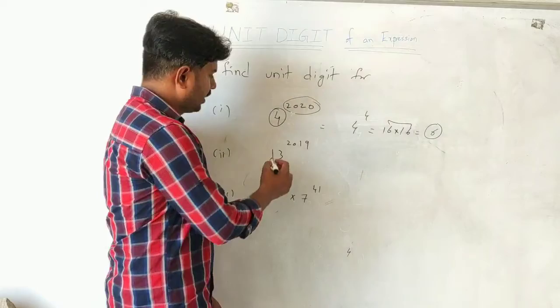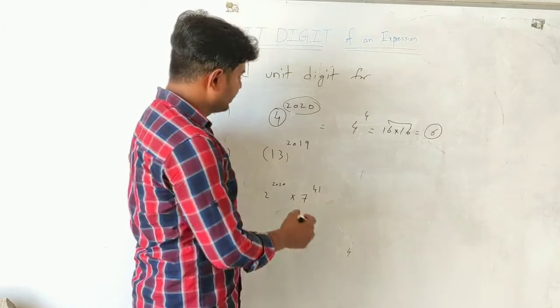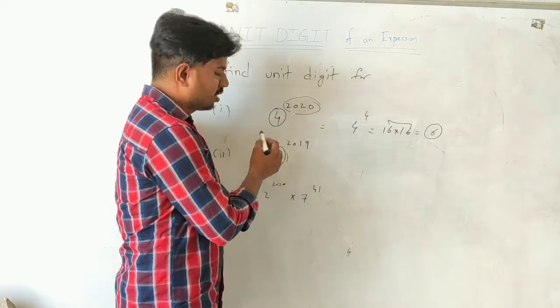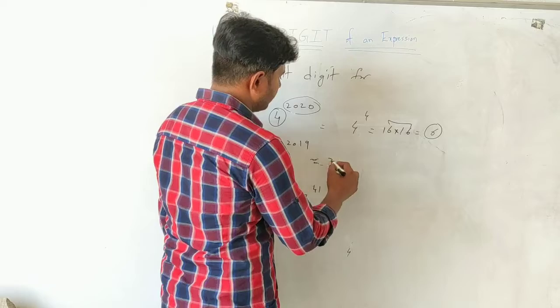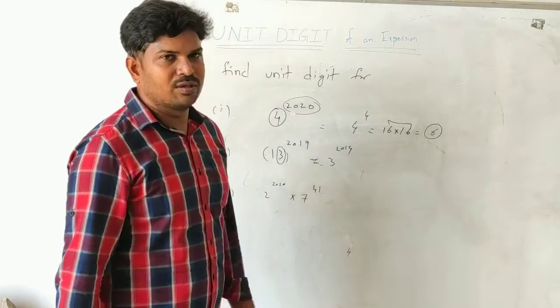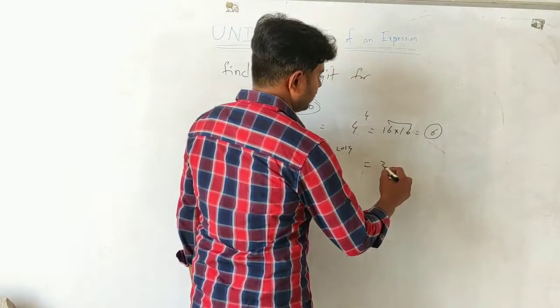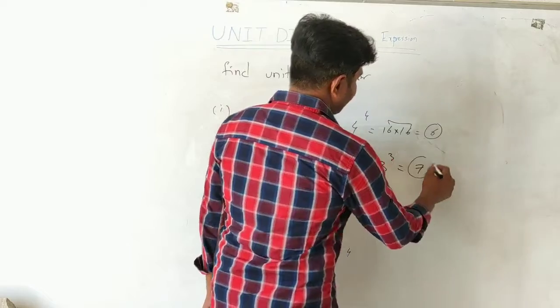Now take the next one. We have two numbers, a big 13-digit number. As we are interested only in the units digit, we take only this digit and do not bother about the rest. So it is almost equal to the units digit of 3 power 2019. If you divide 2019 by 4, the remainder is 3. So 3 cubed is 27, and the units digit will be 7.